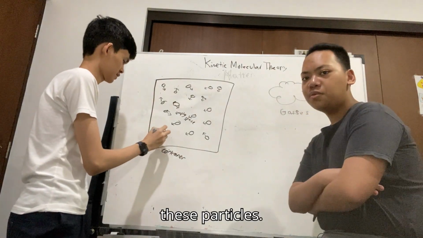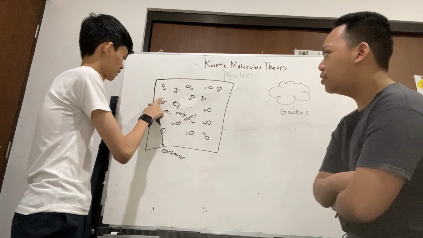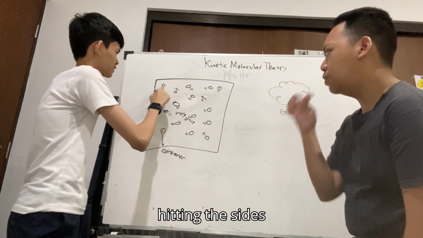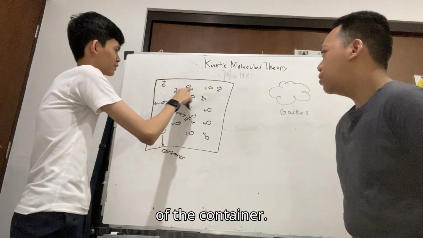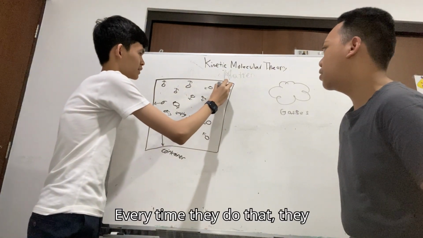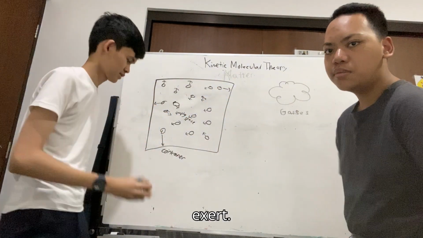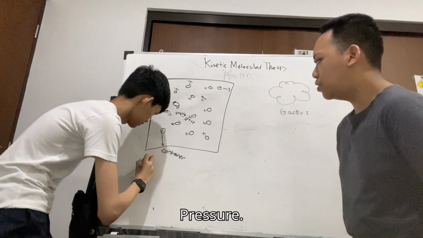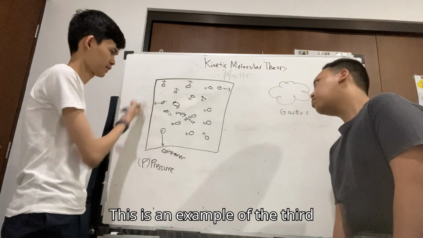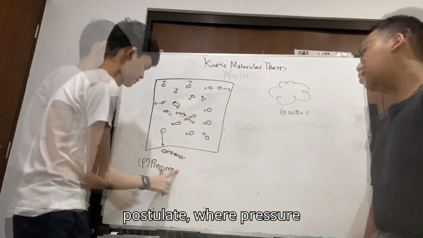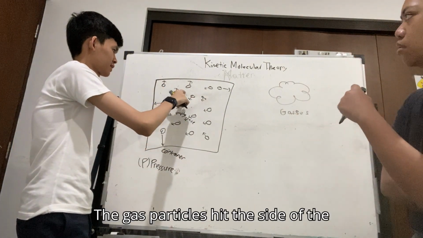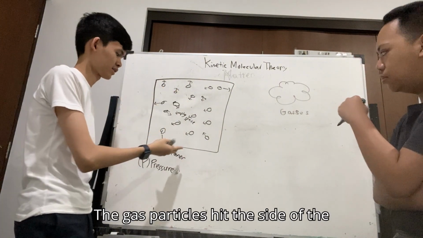Assume these particles are hitting the sides of the container. Every time they do that, they exert pressure. This is an example of the third postulate, where pressure is the amount of times the gas particles hit the side of the container.